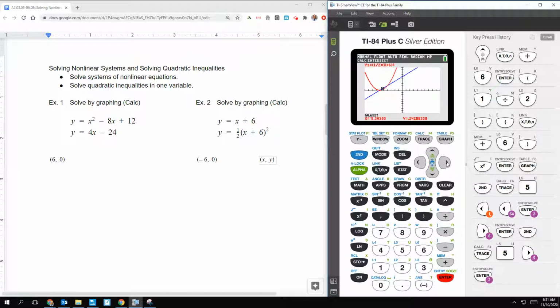And then it says select your guess. And hit enter. And it says negative 4, 2. So my second solution for this one is going to be negative 4, 2. So that is solving a nonlinear system using a calculator.